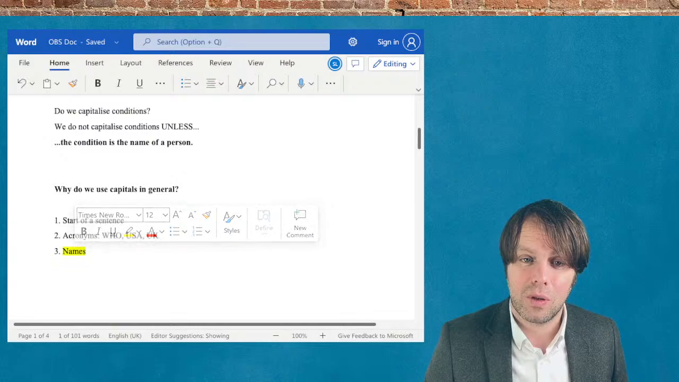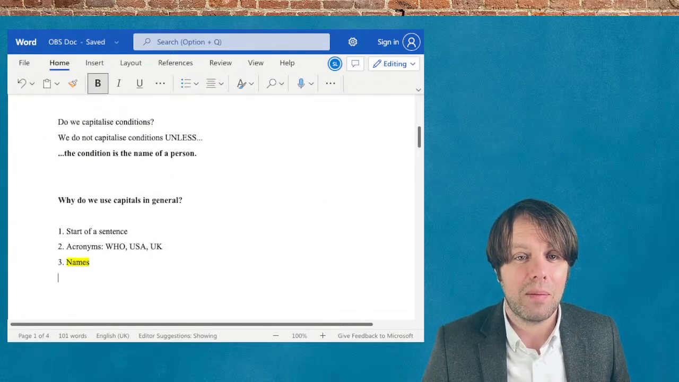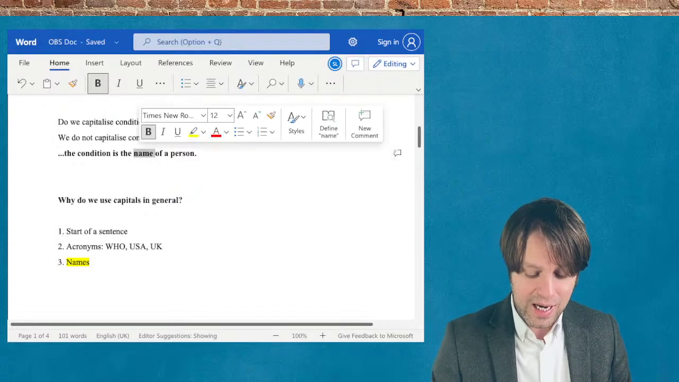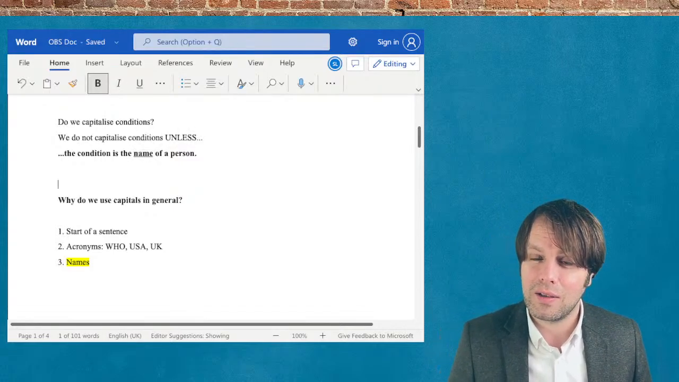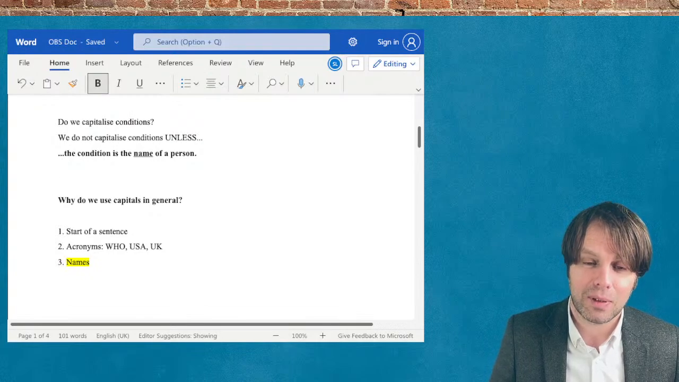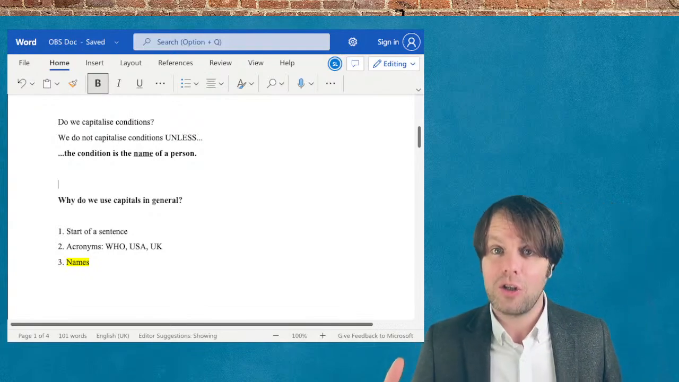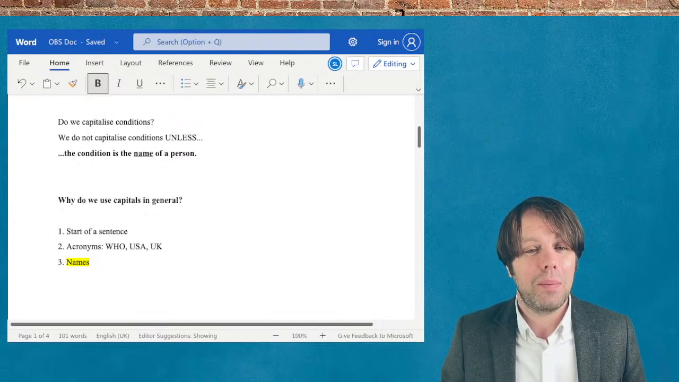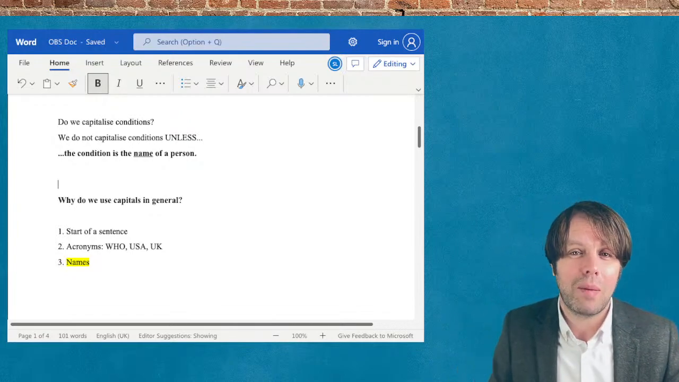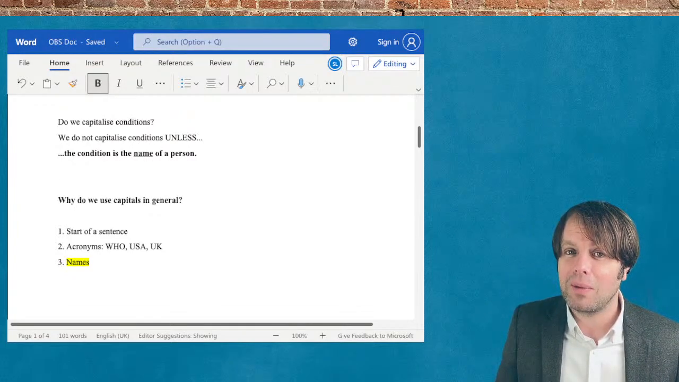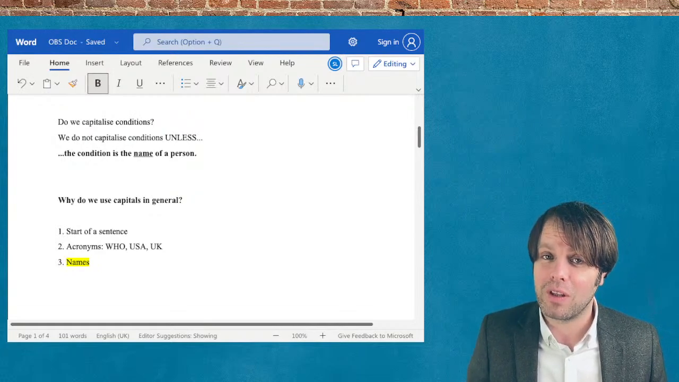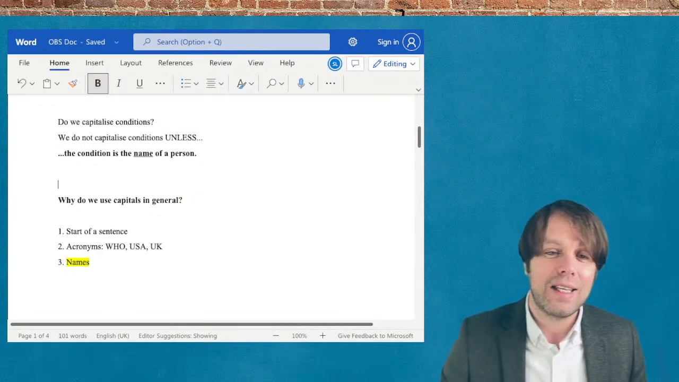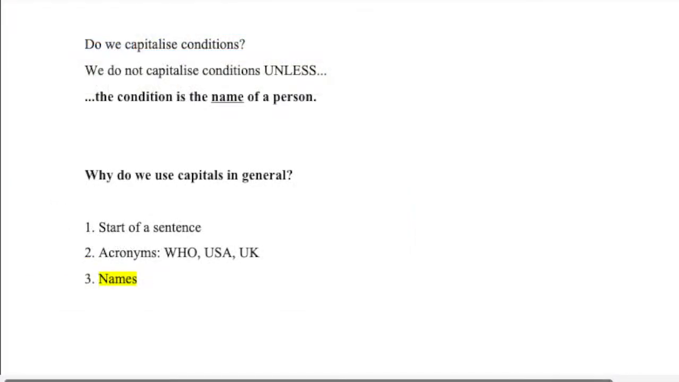Names. Okay? So in this case, Parkinson's disease, it's the name of a person, isn't it? Parkinson's, Crohn's, Alzheimer's, capital letter. Do we capitalize conditions? No, not in general, not unless it's the name. Do we capitalize symptoms? No. Equipment? No, not unless it's the name of something. We don't capitalize anything unless it's the name. This is the key point and the key idea, right?